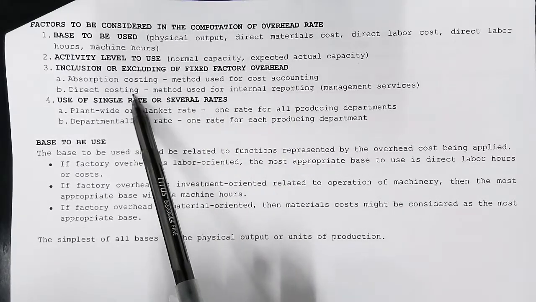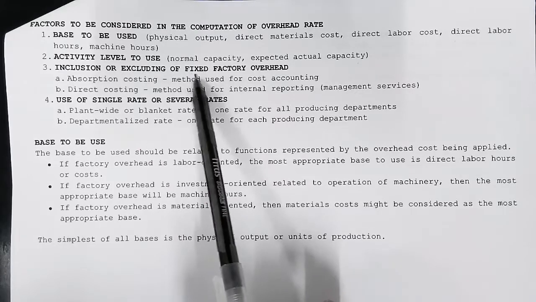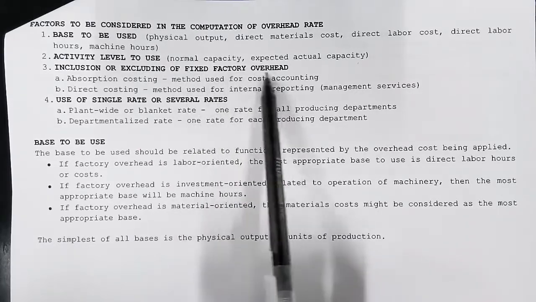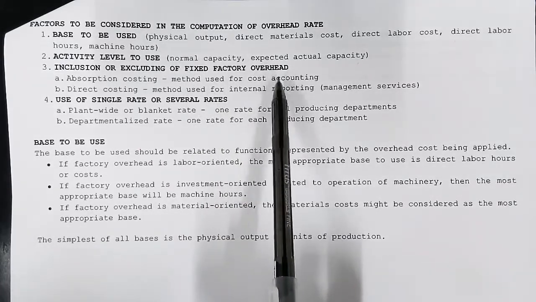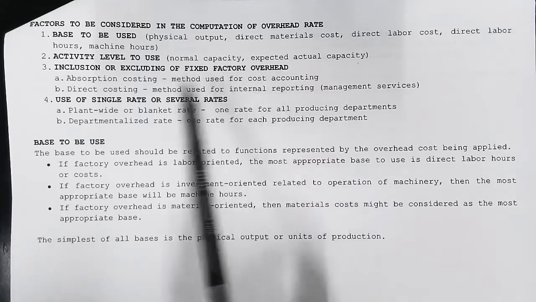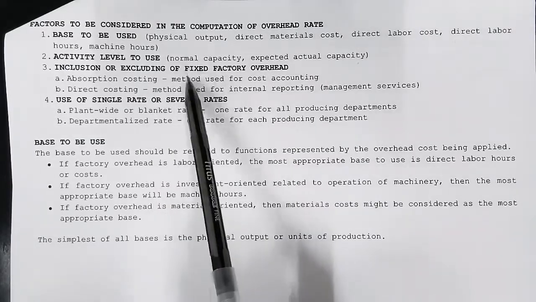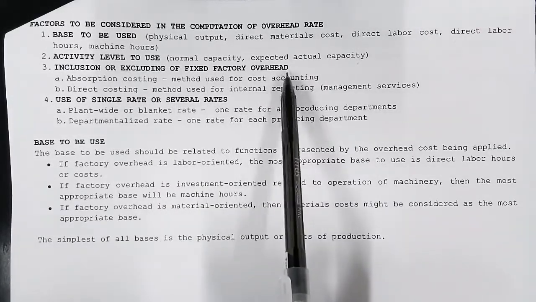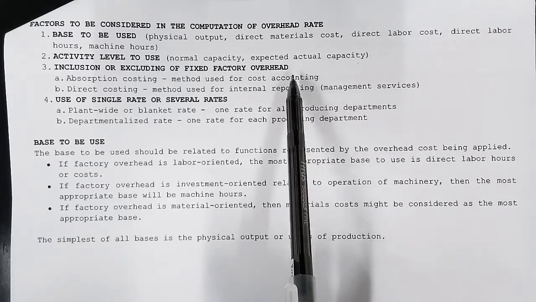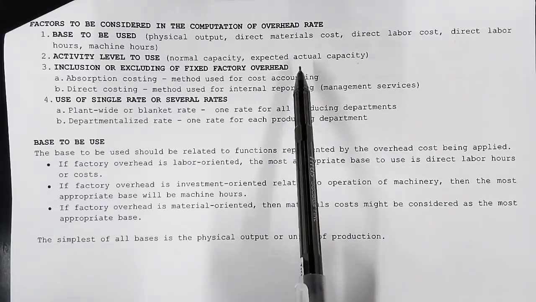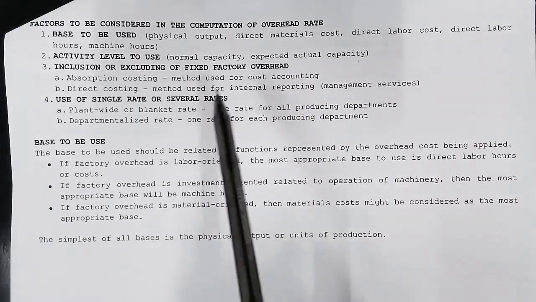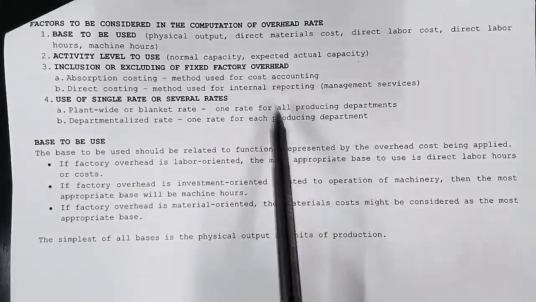Sa direct costing naman, ang treatment ng fixed factory overhead ay period cost. Meaning, sa direct costing, ang fixed factory overhead ay tinitreat as non-production related cost. Kasi nga, period cost yung treatment, non-manufacturing cost.